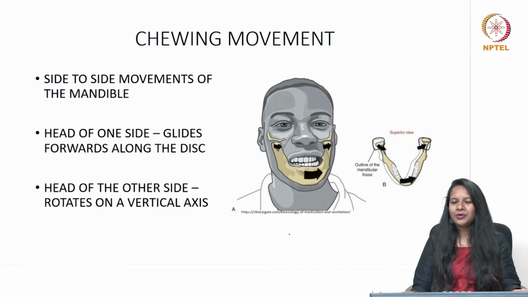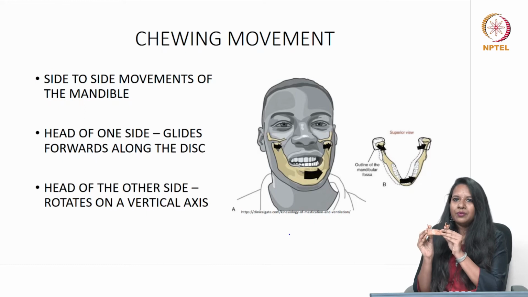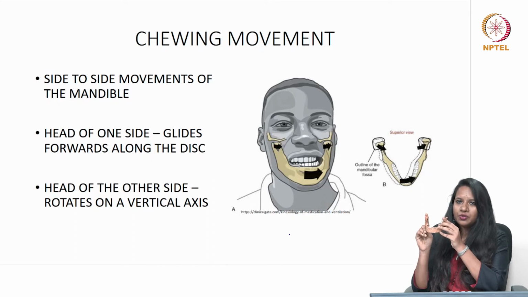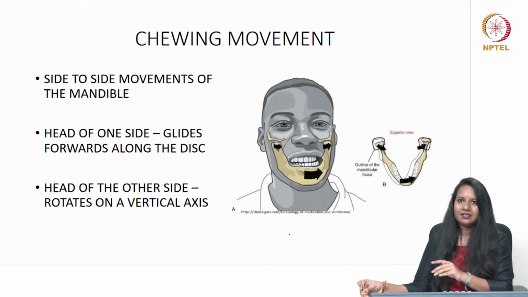Moving to chewing movement. Chewing movement is nothing but side to side movement of the mandible, where the head of one side glides forwards along the disc and the head of the other side will rotate on a vertical axis. For example, if we want to move our jaw to the right side, then the right side condyle should rotate and the left side condyle should glide over the articular disc. So, when we want to move it to the left hand side, then the condyle of the left side should rotate. So, whichever side we want to move, that side condyle should rotate and the other side condyle should glide forward along the disc.